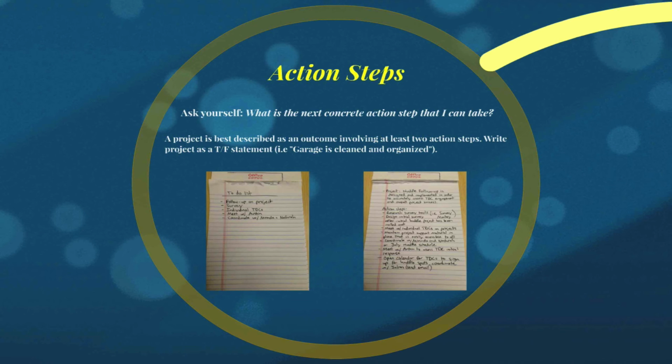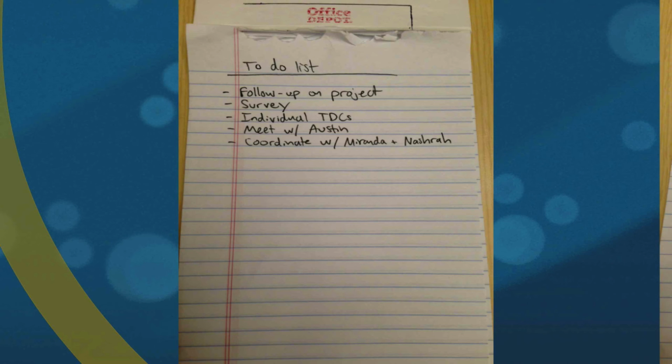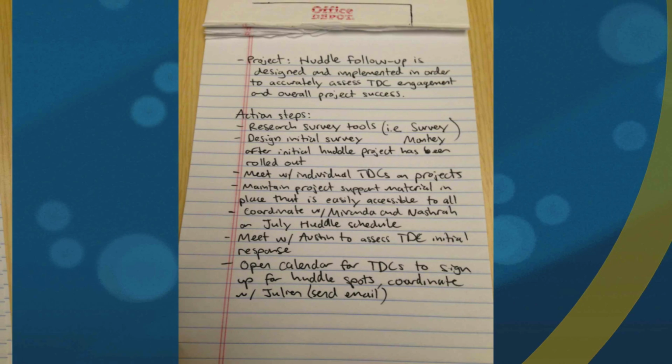Also, when you write that on your to-do list, such as this, you can see that these to-do list so-called action items are all very vague. They're not even a specific action that you can take, except for meet with Austin. But then it's not even clear what we're meeting about. So writing a list like this is not always helpful. Here we have an example of a project with action steps, a list.